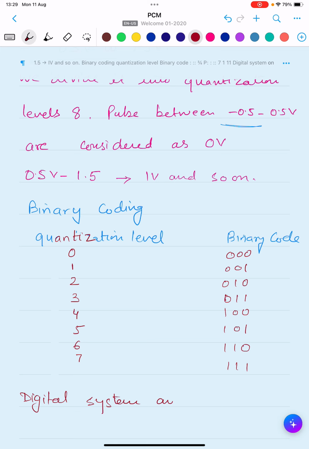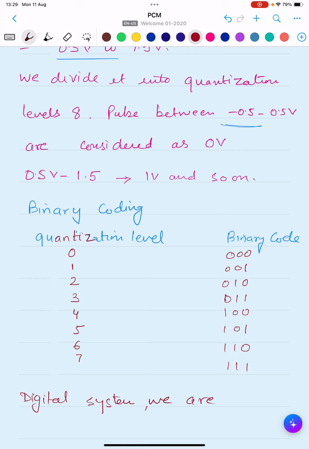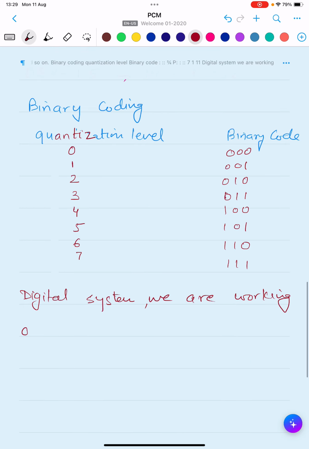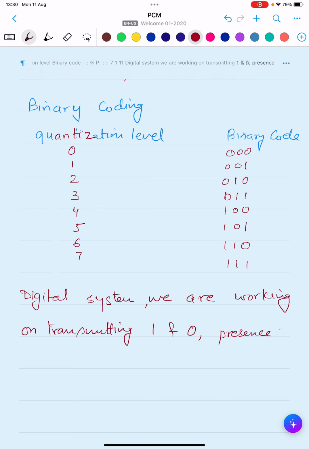We are basically working on transmitting 1 and 0, which means presence or absence of signal. So the presence of the signal is denoted by 1 and absence of the signal is denoted by 0.